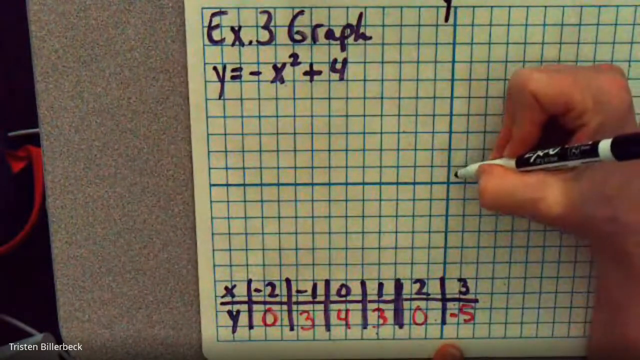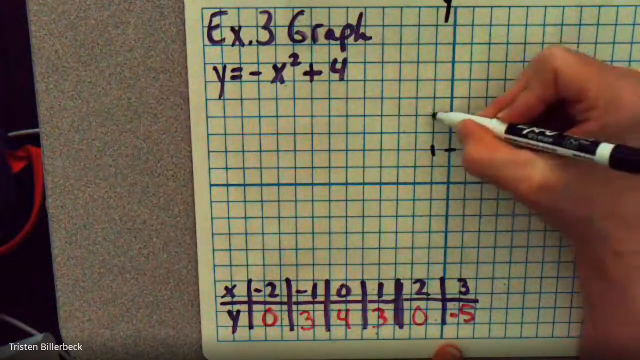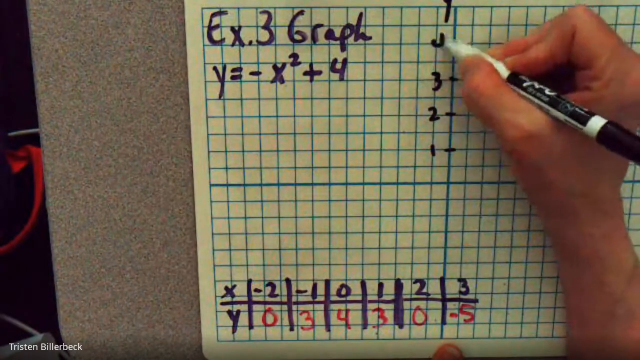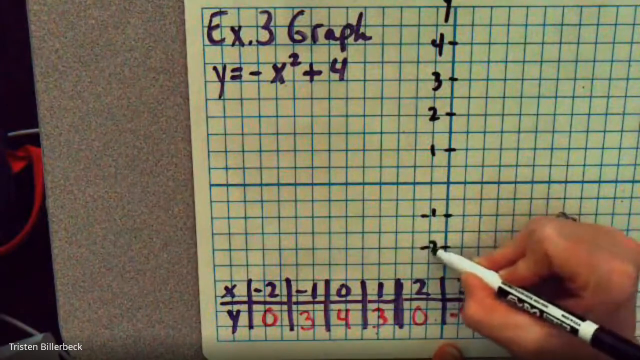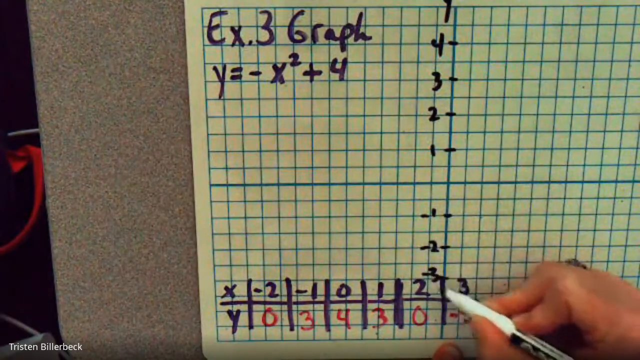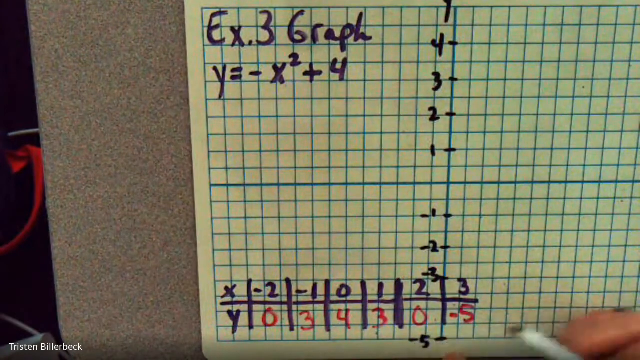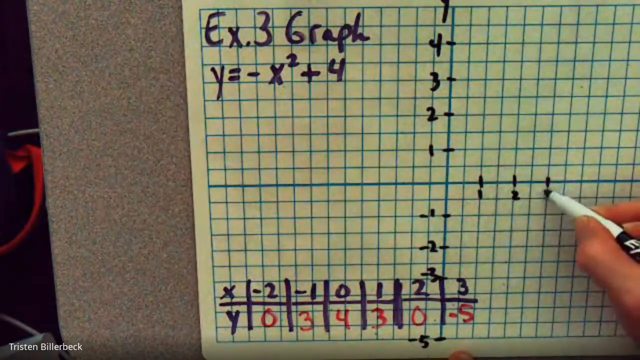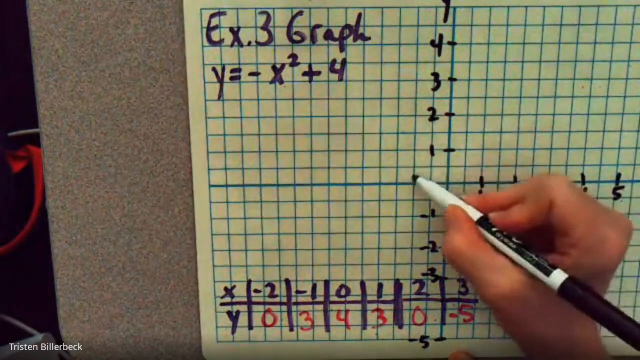Okay, so I have 1, 2, 3, 4, and -1, -2, -3, -4, and we'll put -5 right here. And we'll do 1, 2, 3, 5, and then we'll do the negatives.